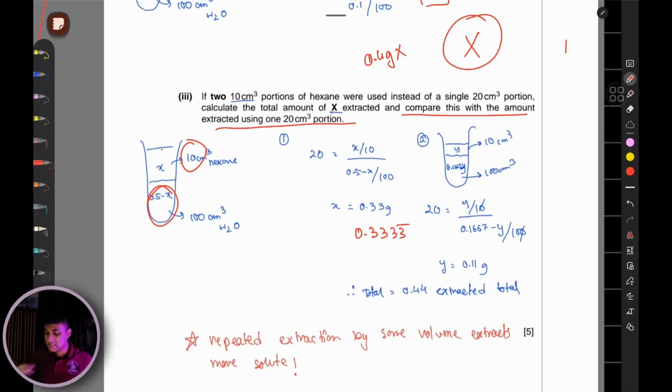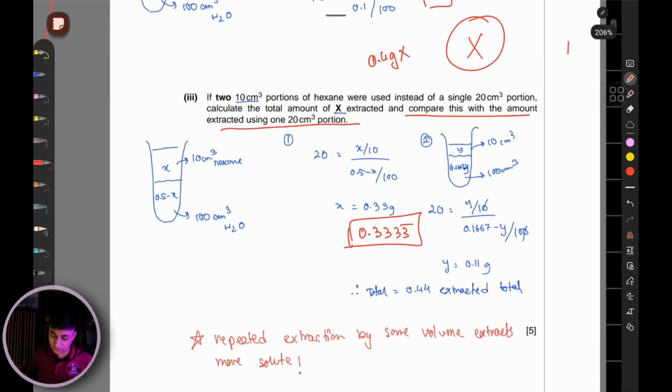Now, this is the grams of X that has been extracted in the hexane solution. That is when you have 10 cm cube of hexane. So what is the amount, or mass of X left in the water solution? It is simply going to be 0.5 minus 0.33 recurring. And that turns out to be 0.166 recurring. Fair enough.